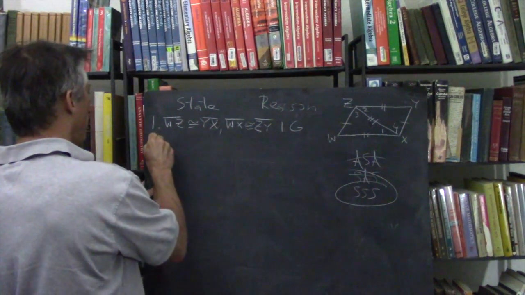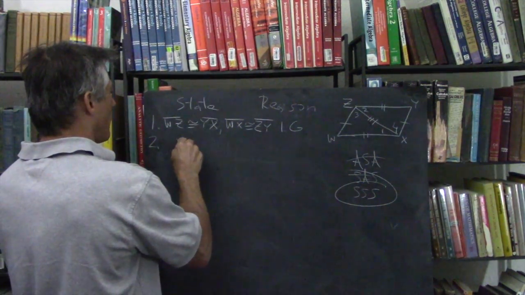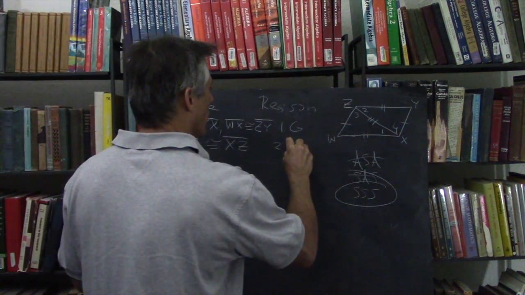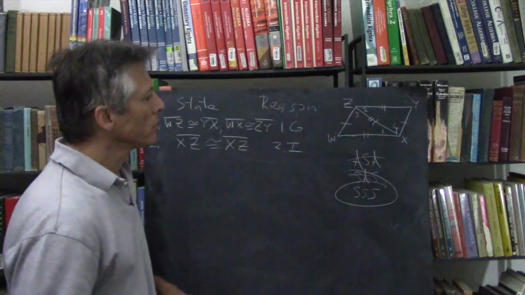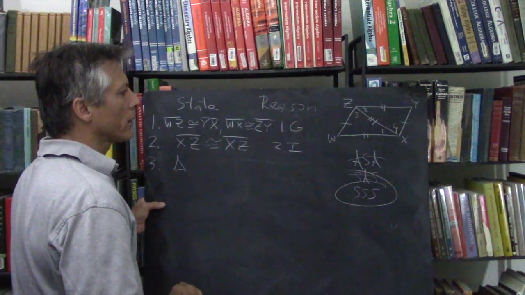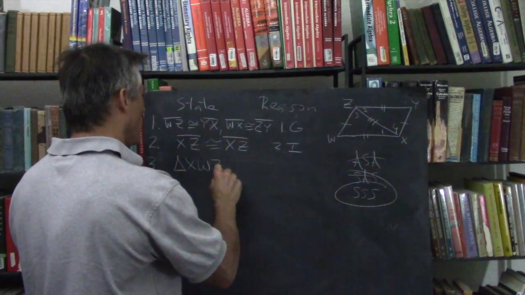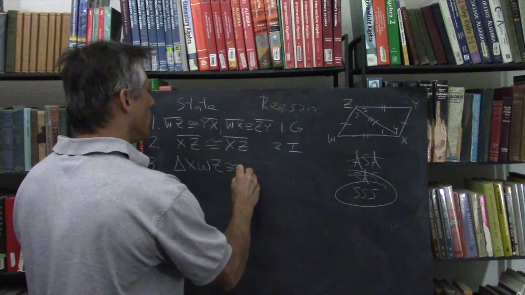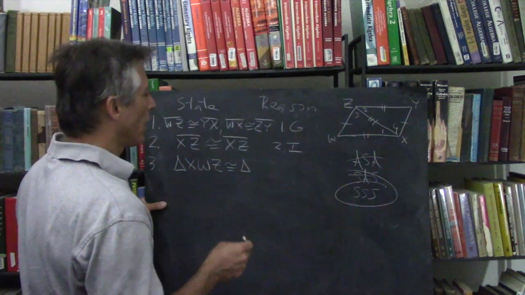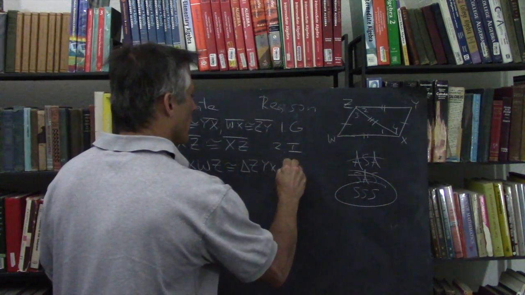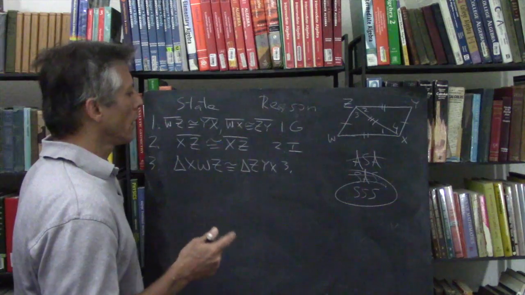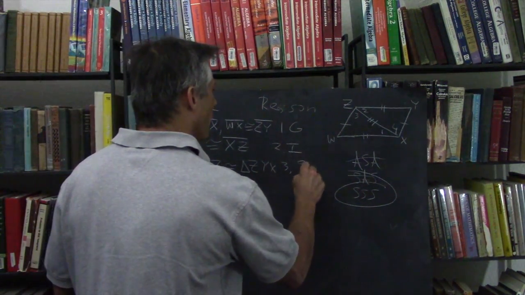Okay? So we see that XZ is congruent to itself by identity. And then we've got triangle XWZ is congruent to triangle ZYX, so XWZ, 2 and 1, ZYX, okay. And that'd be the SSS theorem.